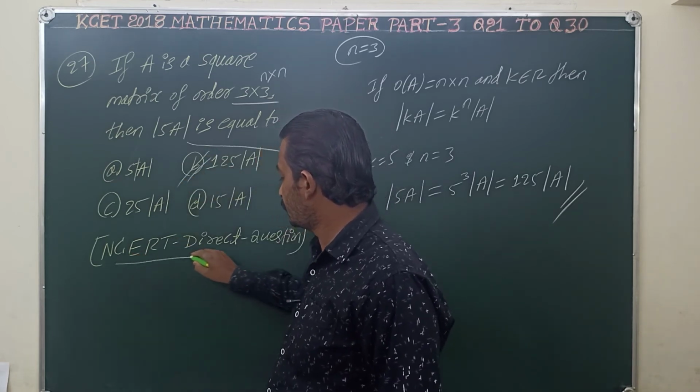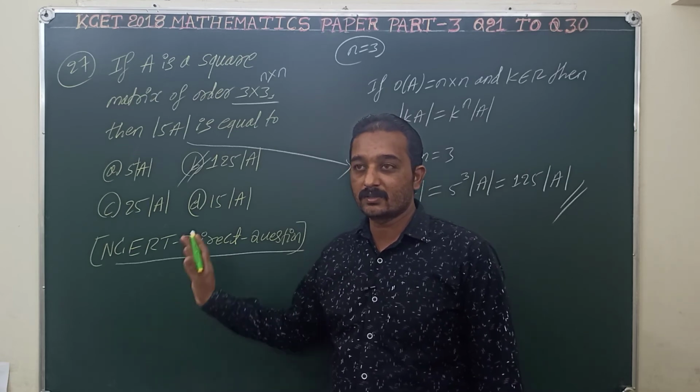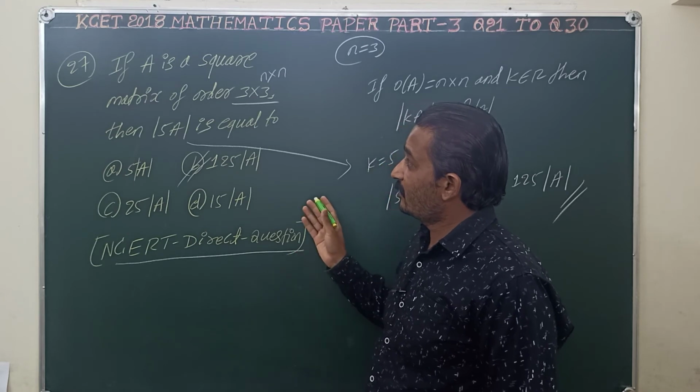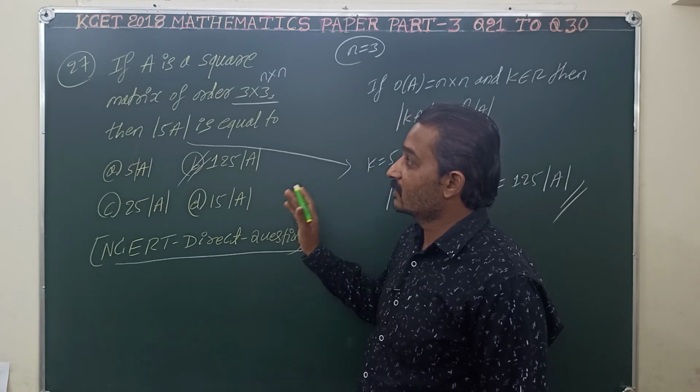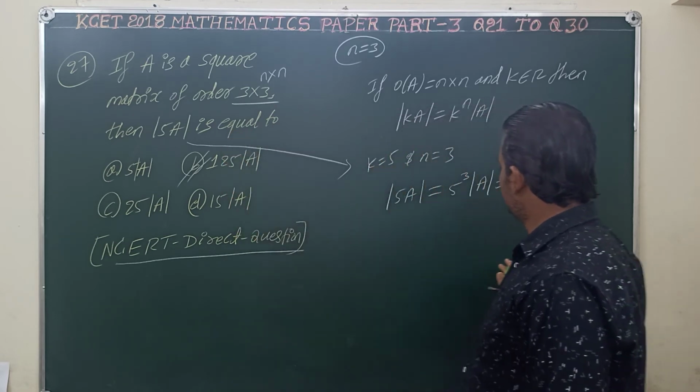This is an NCERT direct question. All the students solve this question easily because they have already solved this type of question in the NCERT textbook. They also get this type of question in the theory examination, where it carries 1 mark. Here also it carries 1 mark. Take down.